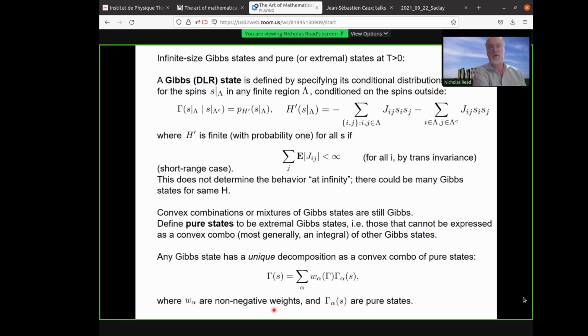It involves weights W_alpha, which are non-negative and add up to 1. And here I've written it as a sum, but in fact, in some cases, it may be that we would have to write this as an integral instead of a sum, an integral with some measure. And in this convex combination, the gamma alphas are pure states, the extremal states. So this is the real rigorous definition of a Gibbs state in infinite size, which makes no reference to finite size systems, except in a way in this definition here.